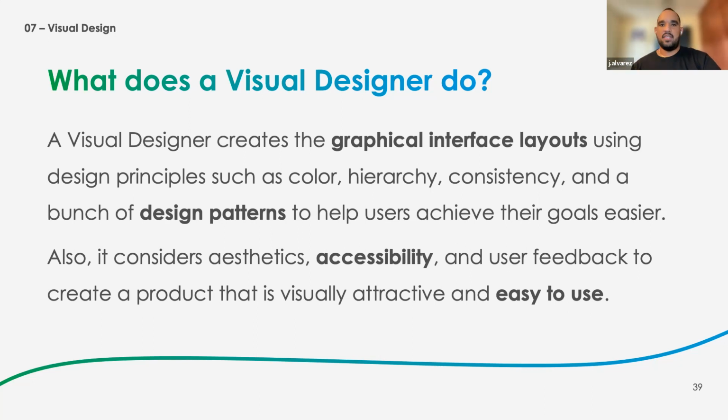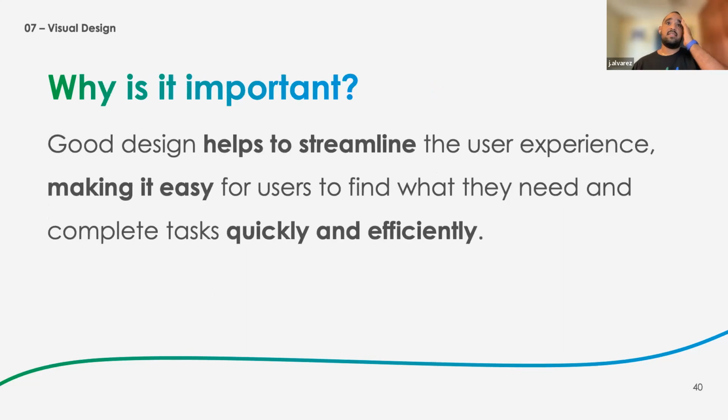In part of this process too, it considers the accessibility and basically the user feedback to help create a better product in general. Basically, they have to look attractive and obviously, as a UX part, be easy to use. Why is this important? Basically, the visual design helps to streamline the user experience.